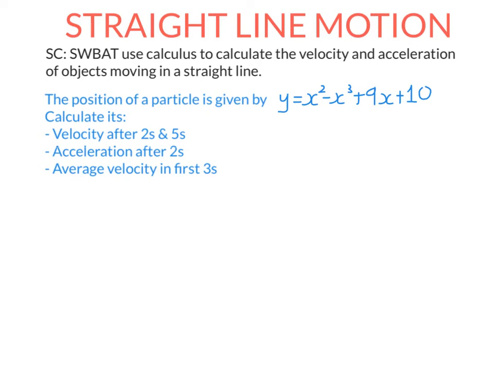Thank you so much for tuning into this video in which we'll use calculus to calculate the velocity and acceleration of objects moving in a straight line. So let's say a particle is moving in a straight line. Its position is given by this function here. We're going to calculate its velocity after 2 seconds and 5 seconds, acceleration after 2 seconds, and its average velocity in the first 3 seconds.